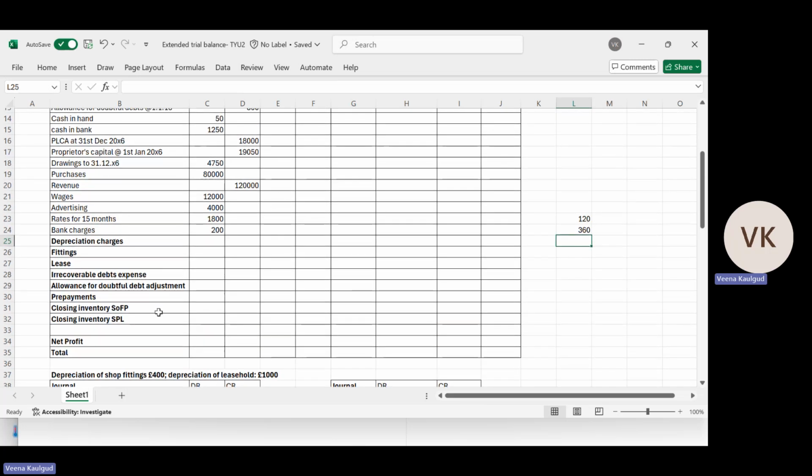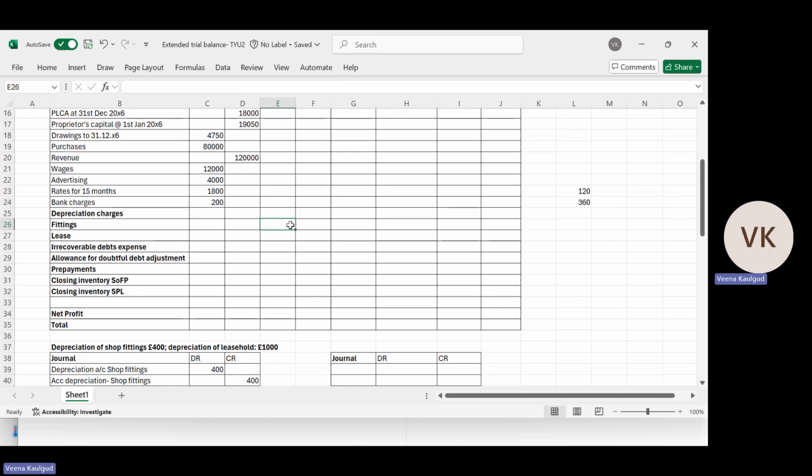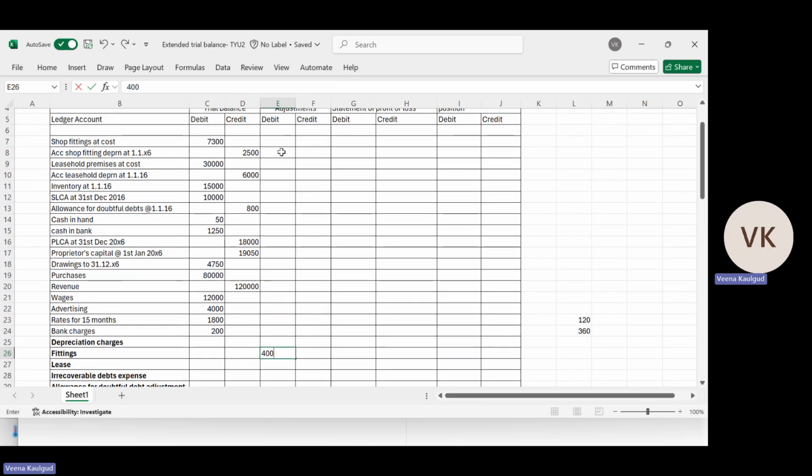So where is the depreciation shop fittings? Here it is. I will not record it on the original trial balance. I will record it here. Bear in mind, any adjustment which was not there originally, I cannot record it here. So shop fittings account debit, accumulated depreciation shop fittings credit for 400. On the adjustment, you should have for the same amount one debit and one credit. So 400 here, 400 here.